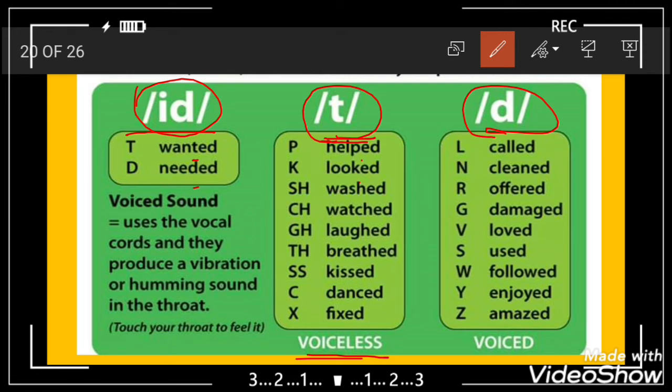And when are we going to pronounce the ED as the D sound? If the verb ends in a voiced sound. What are the voiced sounds? L. Put your hand on your throat or on your vocal cords and say L. Yes, my vocal cords move, right? They vibrate, so we call it voiced. So how are you going to pronounce the ED by the end of the verb? D. Called, cleaned, offered, damaged, loved, and so on. Used, followed, enjoyed, amazed. Okay.